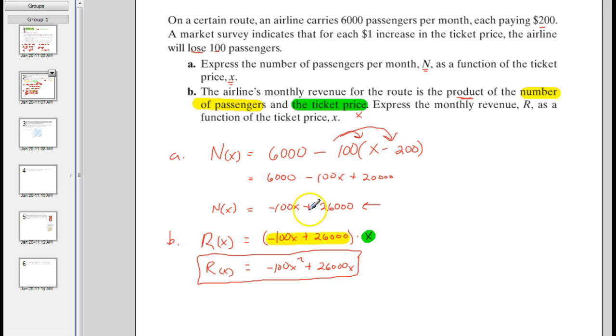So what I'm trying to get you to see here is this function right here has a domain. Right? The number of passengers can't be a negative number. Okay, it can't be a negative number. So what we can do is set this thing equal to 0. So 26,000 minus 100x equal to 0.